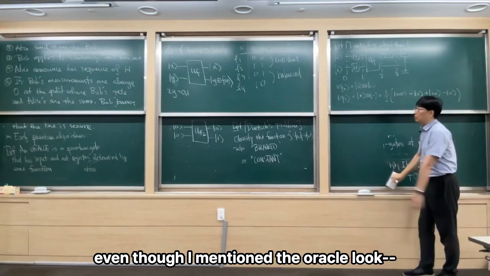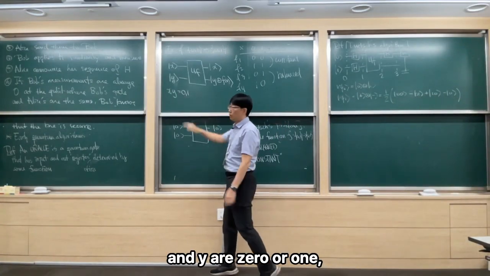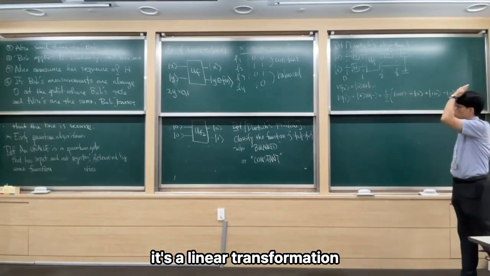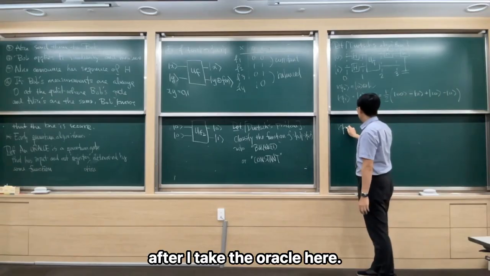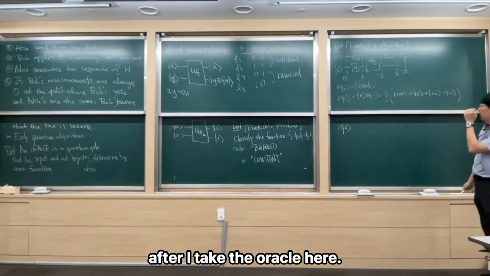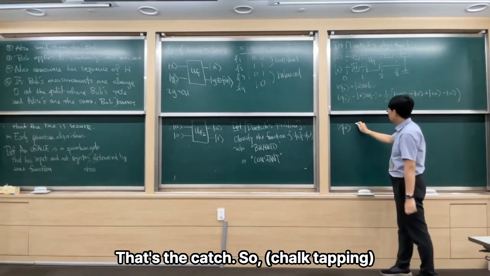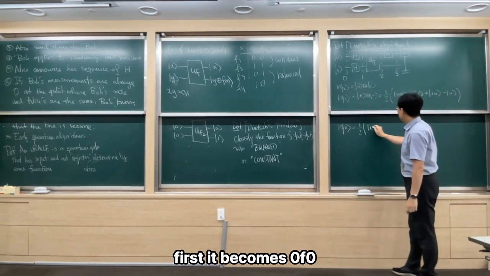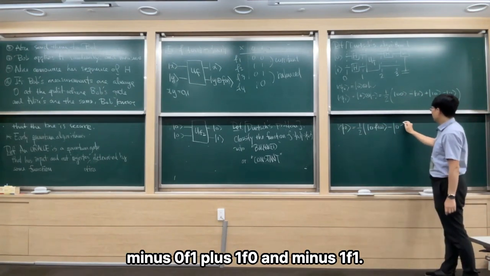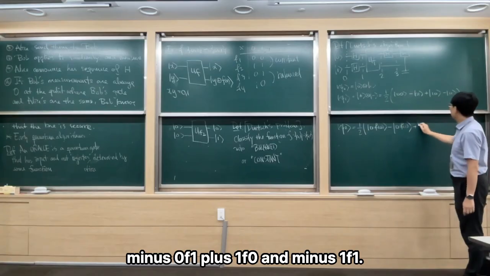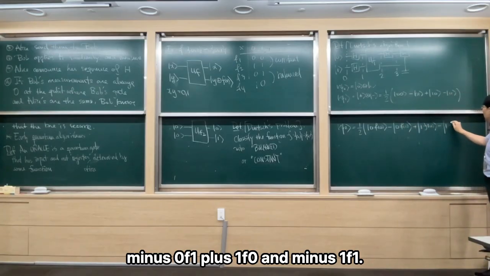Again, now the oracle. Even though I mentioned the oracle works that way when x and y are 0 or 1, it's a linear transformation, so it can work on the superposed state. So let's see what happens after I apply the oracle here. I don't know what the function is, because that's the catch. So first it becomes |0>f0 minus |0>f1 plus |1>f0 and minus |1>f1.